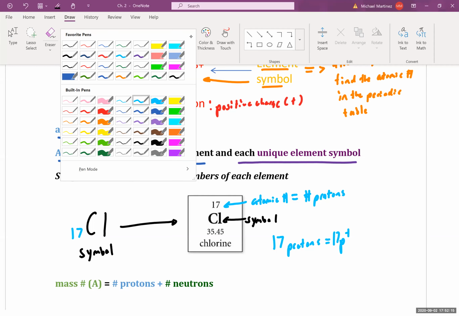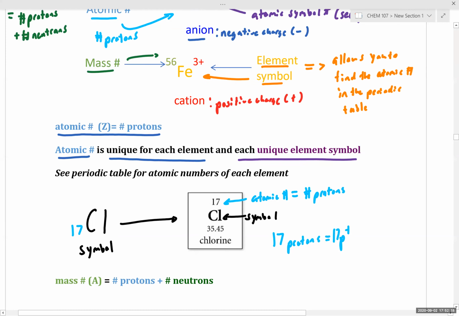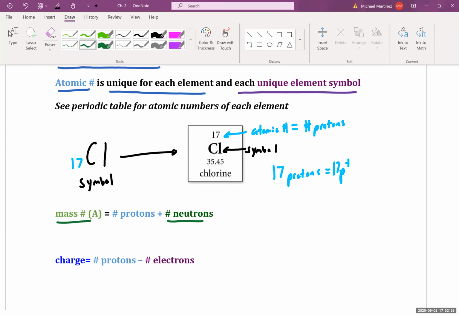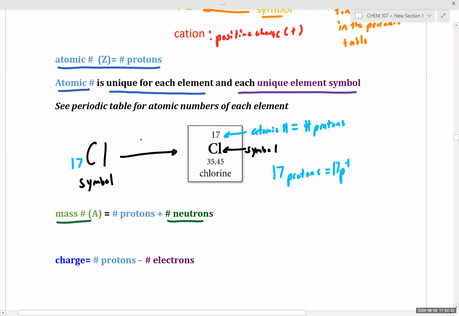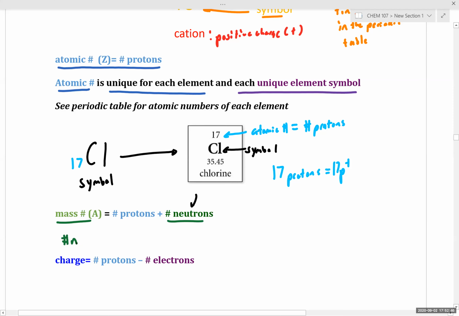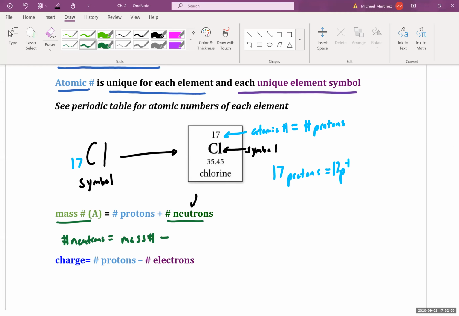So let's look at the next term, which is the mass number. So the mass number represents the number of protons plus the number of neutrons. Now we can rearrange this because we often want, in isotope notation, to count the number of subatomic particles. So we can also rearrange this equation and solve for our number of neutrons. And that gives us the number of neutrons is equal to the mass number minus the number of protons.